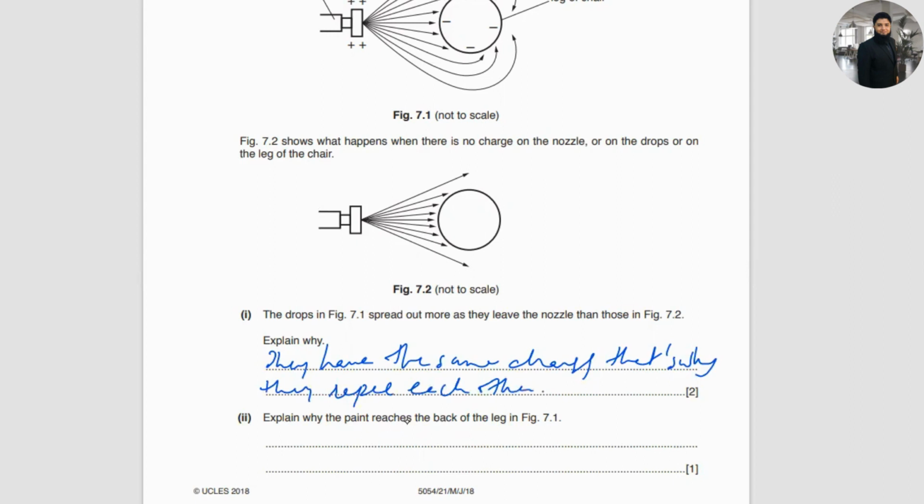Explain why the paint reaches the back of the leg. So the positive charge is attracted by the negative charge. As you can see, there is negative charge on the leg of the chair. So the positive charge is attracted by the negative charges.